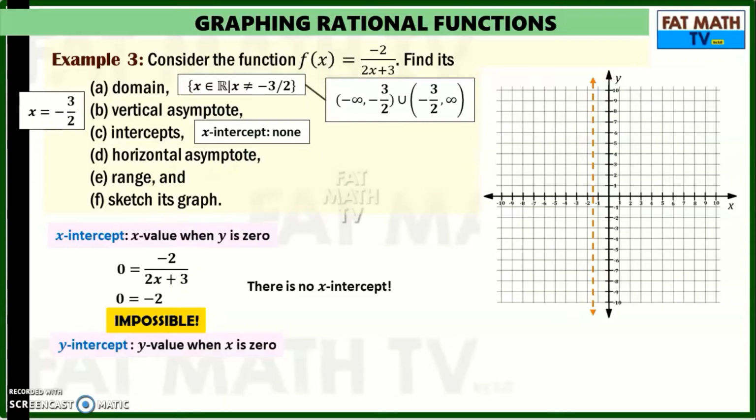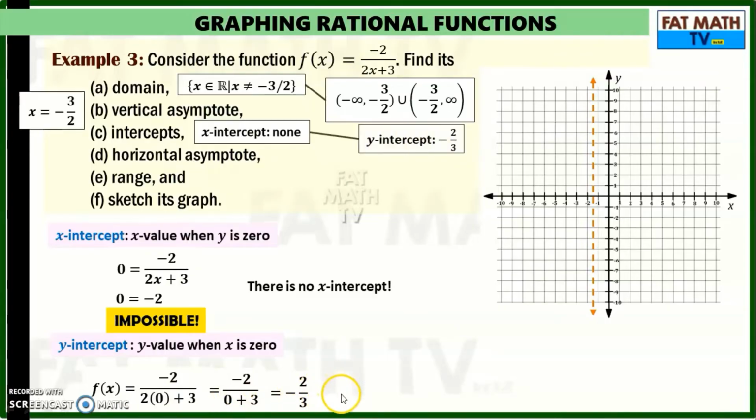So for the y-intercept, make x 0. So you will just replace x here with 0. So -2 over 2 times 0 plus 3. So -2 over 2 times 0 is 0. So 0 plus 3 is 3. So -2/3. So it will pass through -2/3. So y-intercept is -2/3. So somewhere there.